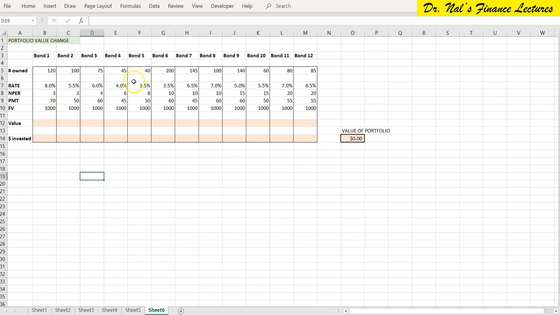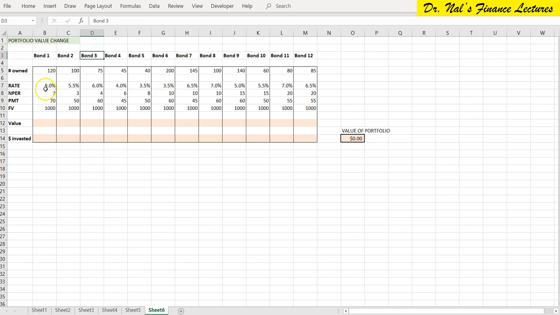All right, so what I did is listed the bonds like this in vertical columns, and you can see the features of each of these bonds. So consider a financial portfolio manager who owns the following number of these bonds, right? So bond 1, he owns 120 pieces of bond 1, 100 units of bond 2, 75 units of bond 3, and so on.